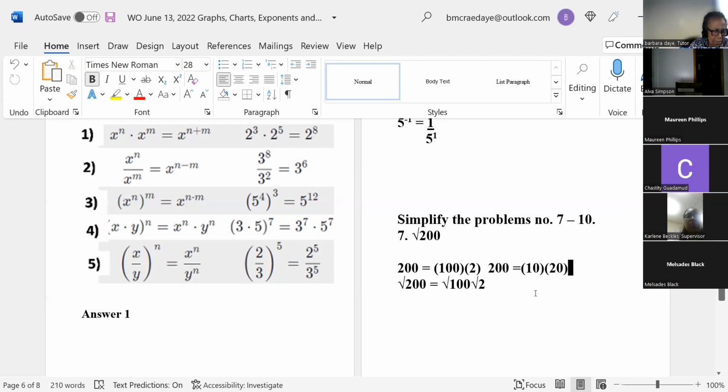Did I give you a list of some of the perfect squares? I think I did. Like square root of 64, square root of 49, square root of 36, square root of 16. I think I gave that to you. Let me make a note. I'll send it again. Maybe some of you didn't get it.